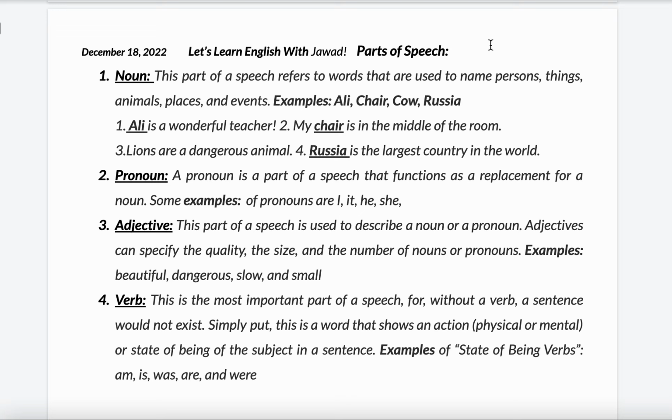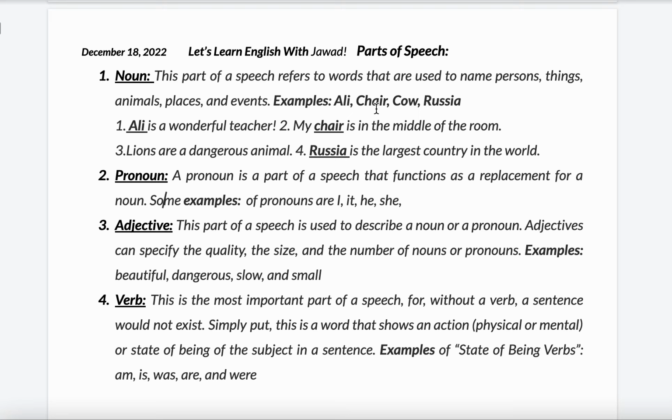First of all, we need to know the meaning of noun. What is a noun? Here I've explained that this part of speech refers to words that are used to name persons, things, animals, places, and events. I will explain it in a very brief manner. Basically, a noun is a word which we use to name a place, person, thing, etc. The examples are here, and it gives one of each.